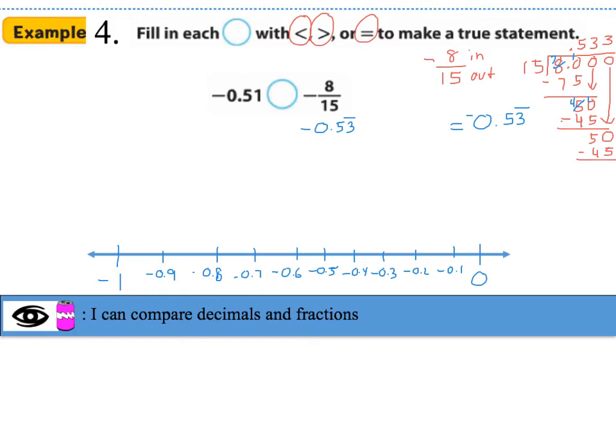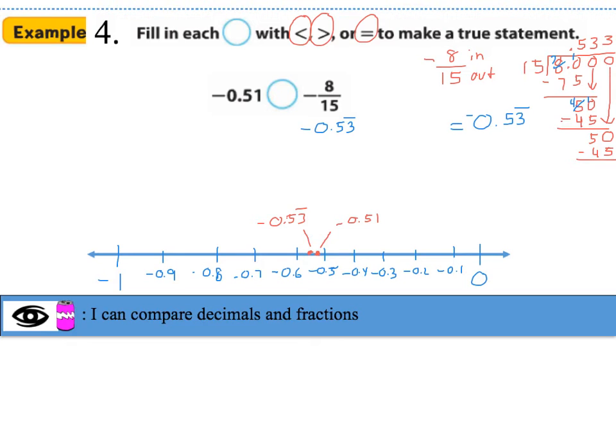I know that -51/100, that looks like -51 cents. That would go on the left-hand side of -0.50. And -0.53 repeating, I know that would go a little further left because it's -53 cents. So that first dot would be -0.51, and our second dot would be -0.53 repeating. I know that -0.51 is larger because it's closer to 0.